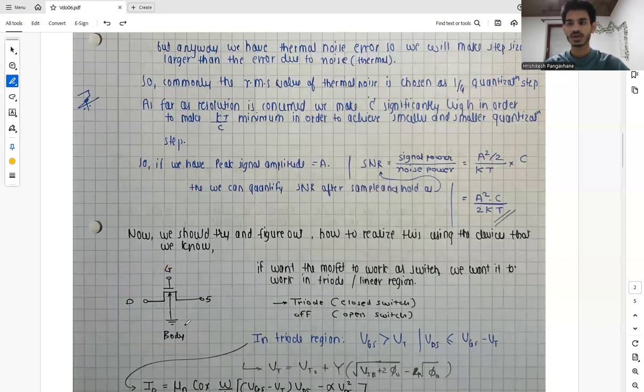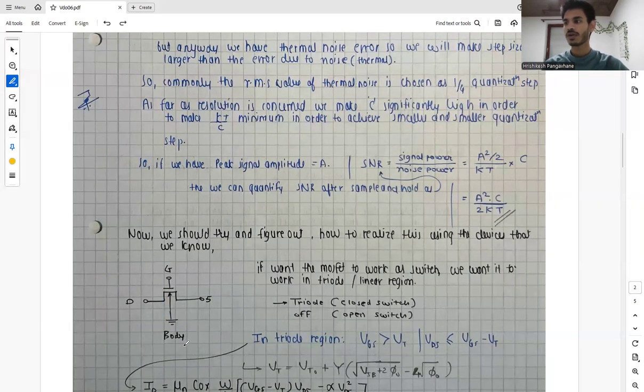Like we have drain, source, and gate. The body is usually connected to the ground. It's not accessible until and unless it is an N-well NMOS. So in an N-well MOSFET, you can also use the effect of the body to manipulate your MOSFET. But as of now, let's say the body is at ground.